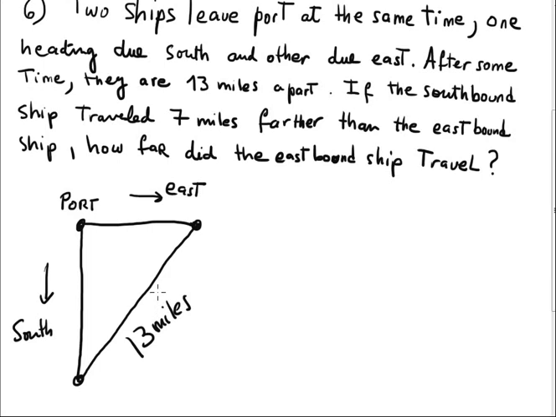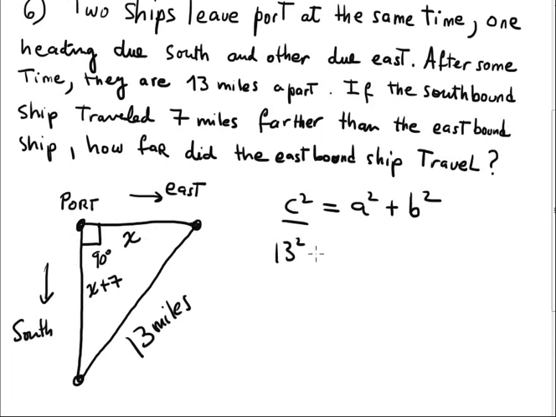Another piece of information is that if you suppose this ship travels x miles, the other one, going south, travels x plus 7, since it is 7 miles farther than the eastbound one. This is the only information that we have. And you apply a Pythagorean relationship because we have a right triangle, 90 degrees. The Pythagorean Theorem says that c squared is equal to a squared plus b squared. c represents the hypotenuse, which is the bigger side, this side, and a and b are the lengths of this and this. c is 13 squared.